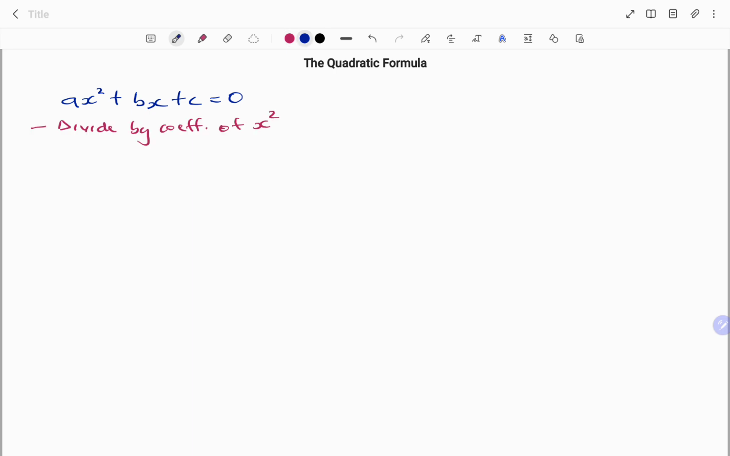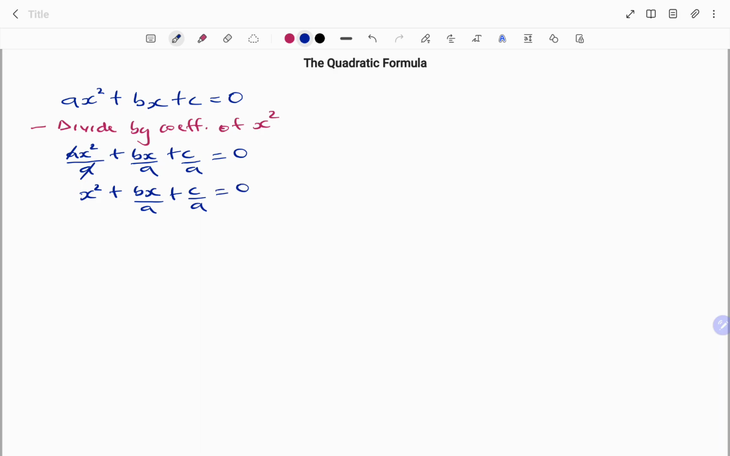And dividing through, we are going to have ax squared over a plus bx over a plus c over a equals 0. The aim is to make the coefficient of x squared 1. After dividing, we are going to have x squared plus bx over a plus c over a equals 0.